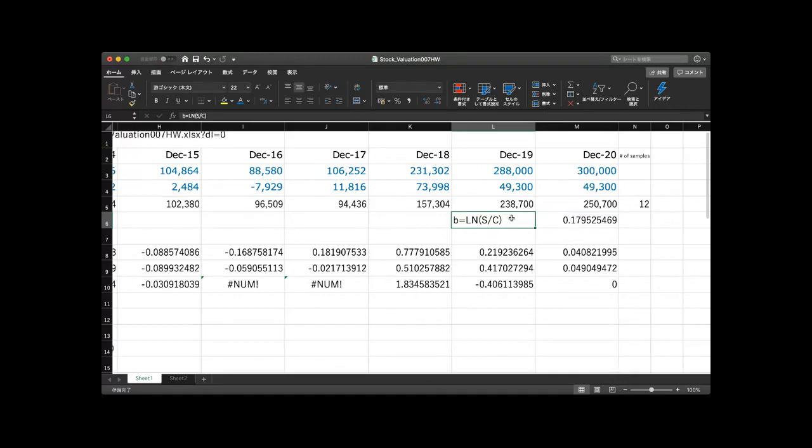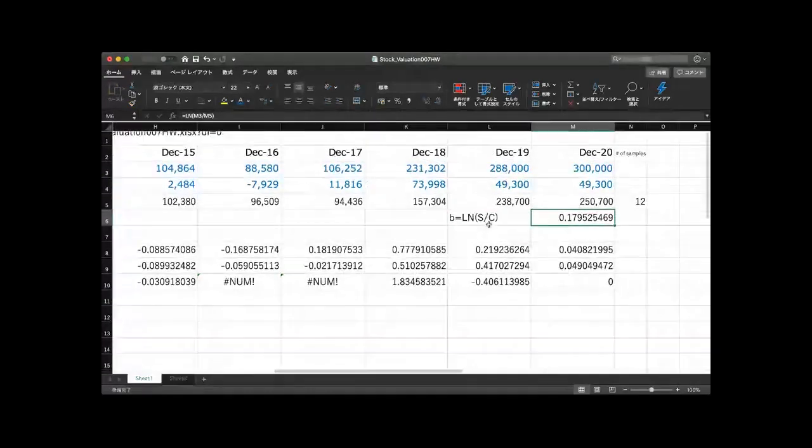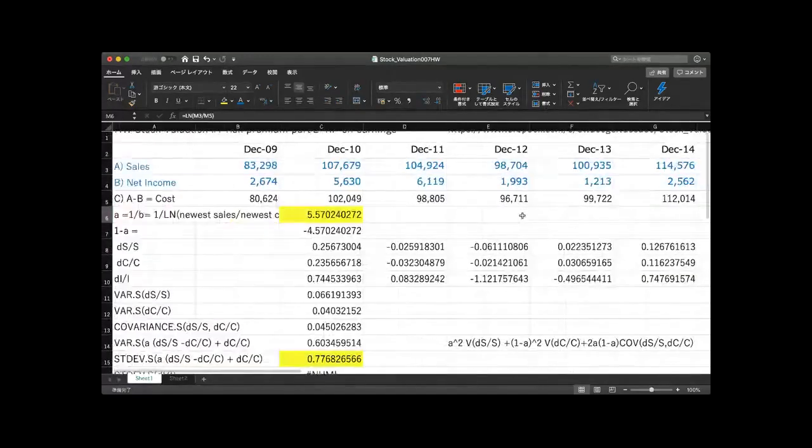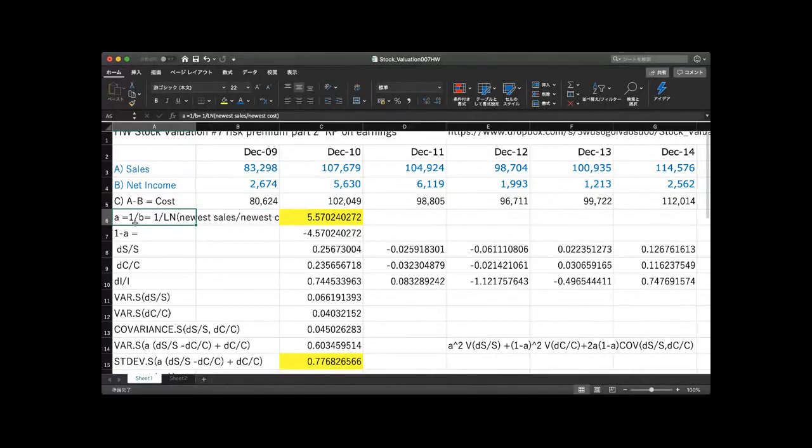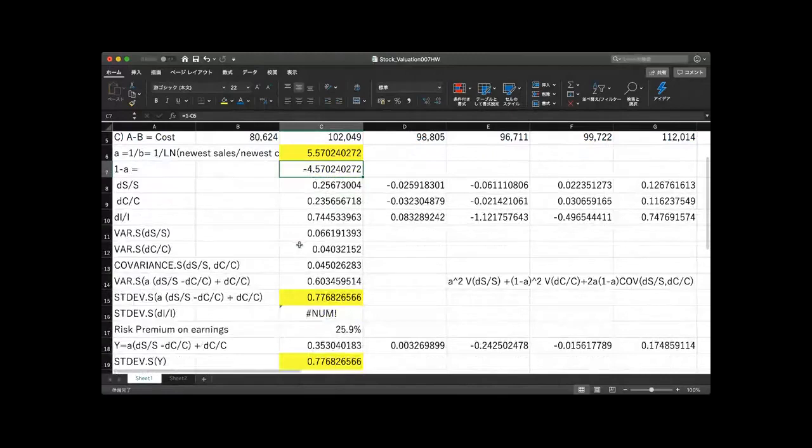And the margin we define as B. B would be 18%. And if the margin of a company is 18%, but the margin next year improves by 1.8%, the impact on margin improvement we can calculate by A, where A equals 1 over B. So 1 over 18% would be 5.57, right? This one. And 1 minus A would be negative 4.57, which is necessary to calculate on the mixed time series, which is this one.